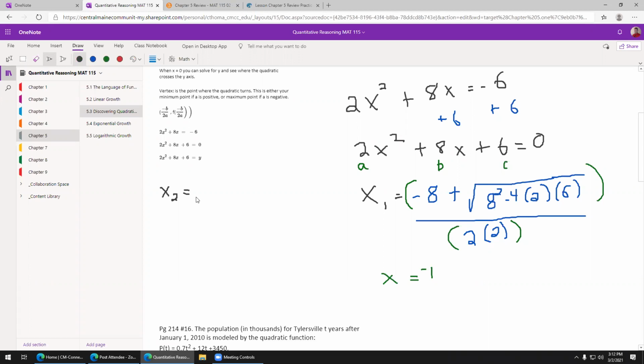Now, depending on your calculator, you might be able to just scroll up and change this plus to a minus. My calculator that I have here in front of me does not let me do that, so I have to type the whole thing in again.